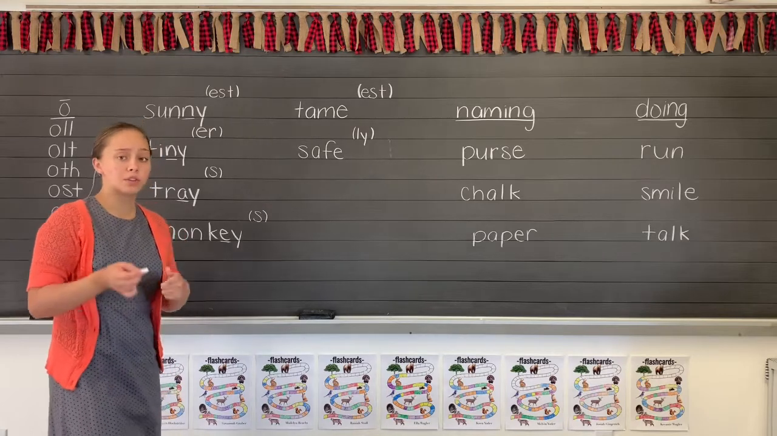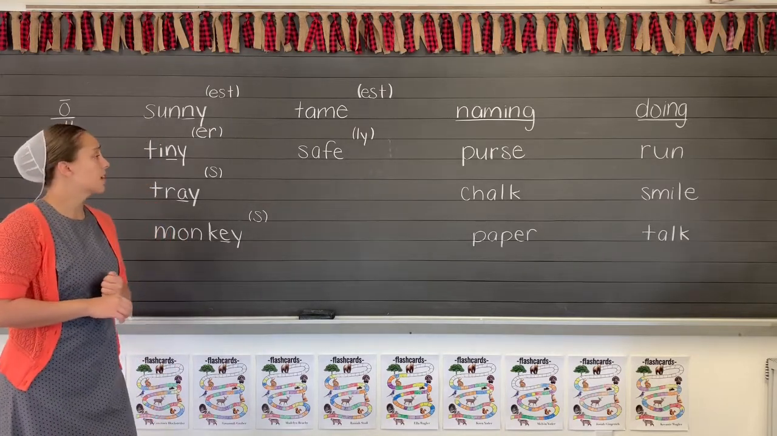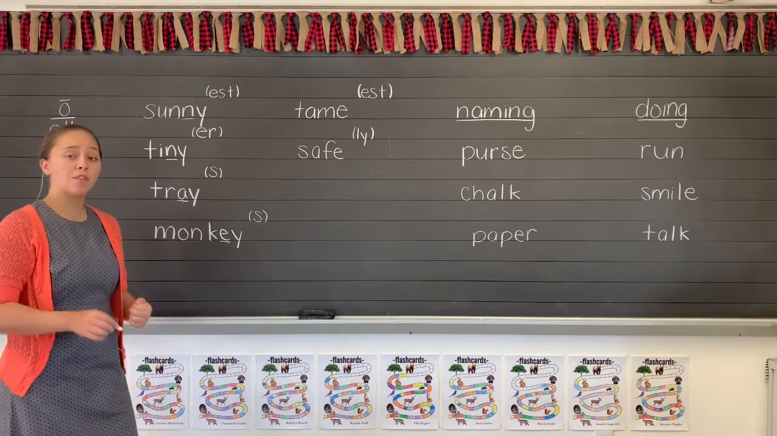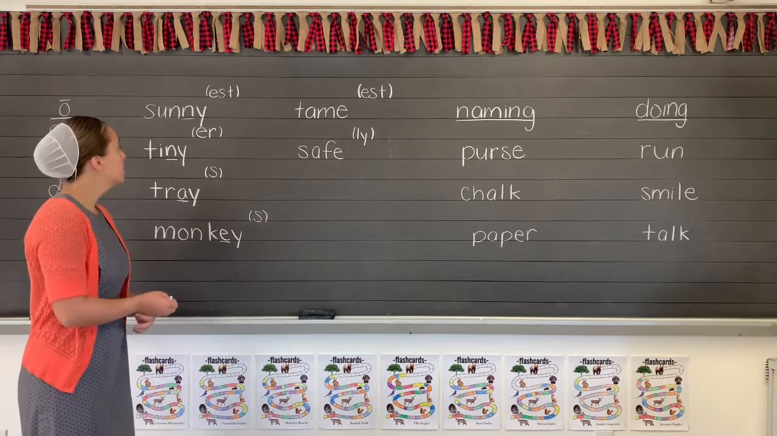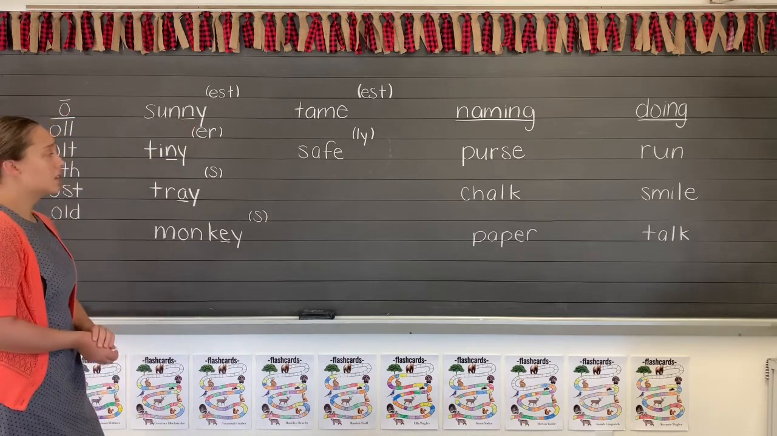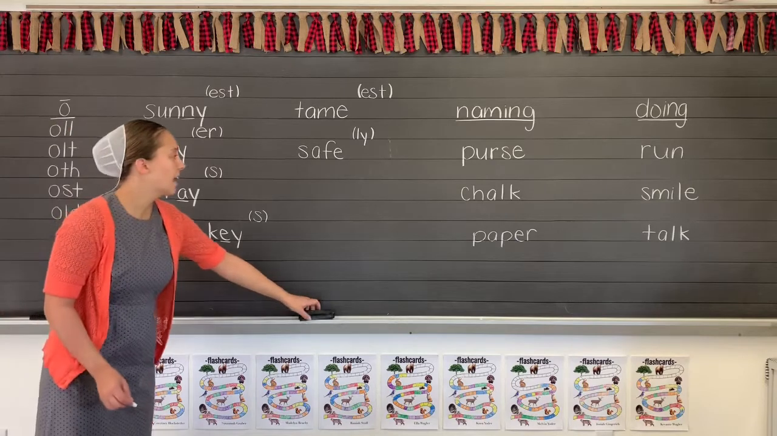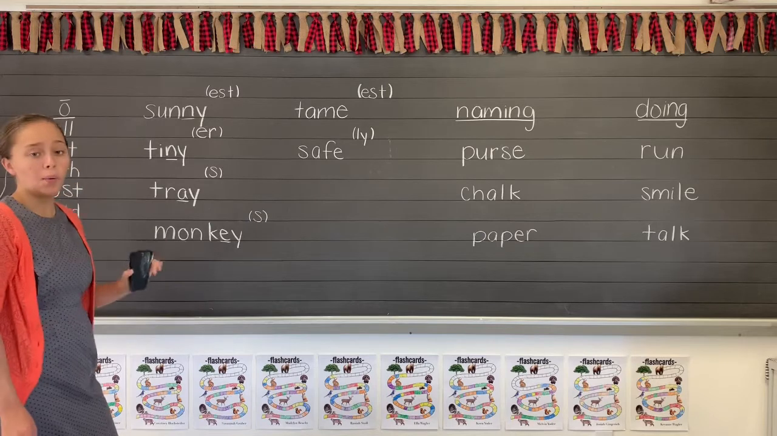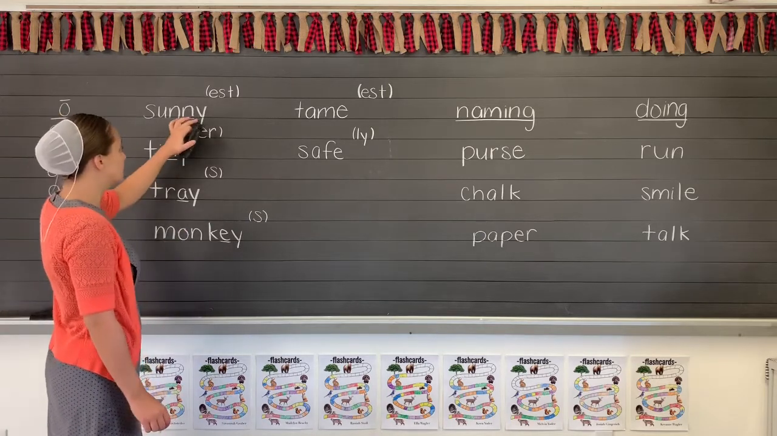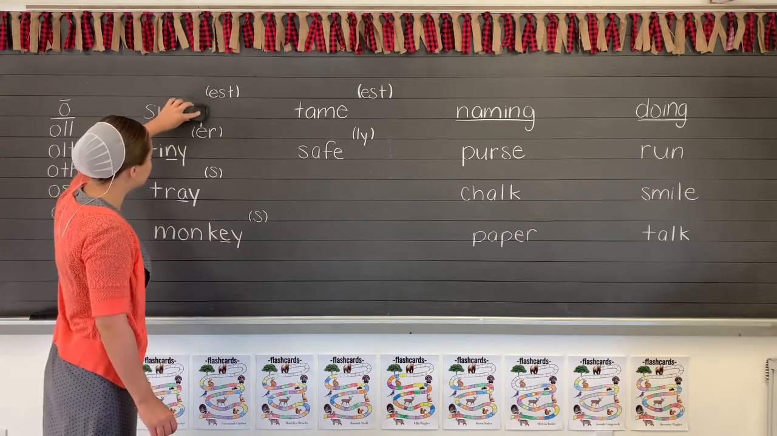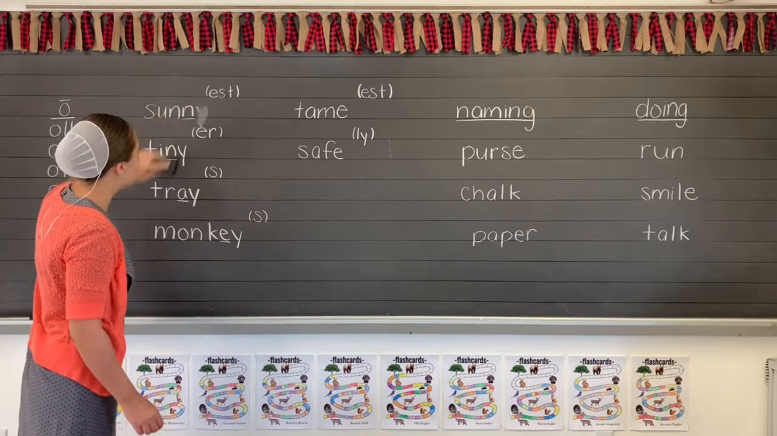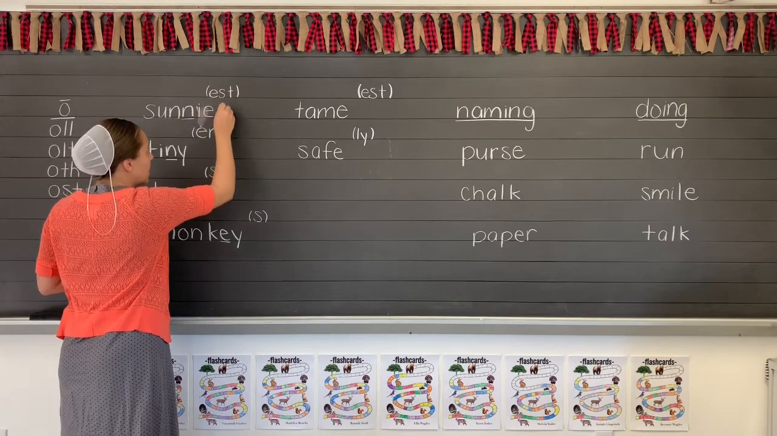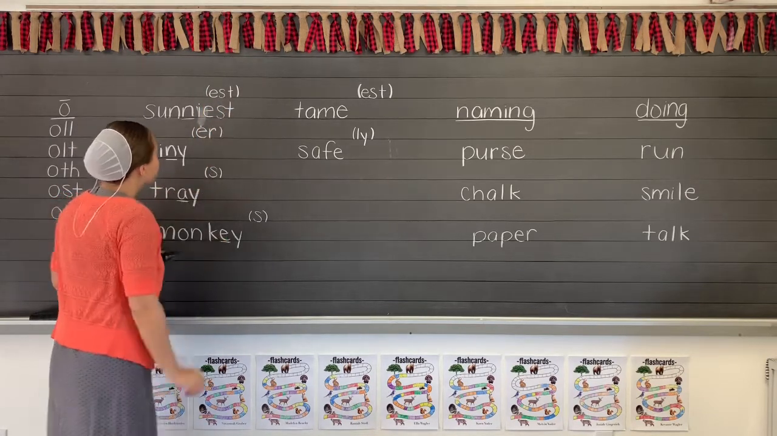Okay? So here's the rule. When a word ends with a consonant before the Y, change the Y to I before adding the suffix. So if there's a consonant before the Y, we change the Y to I and add the suffix. And we're going to want to add the suffix EST. This word is sunny. We want to make it say sunniest. There's a consonant before the Y, so we're going to change the Y to I and add the suffix E-S-T.